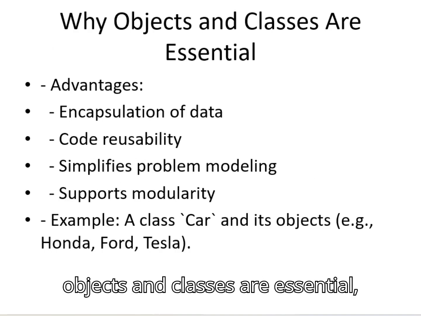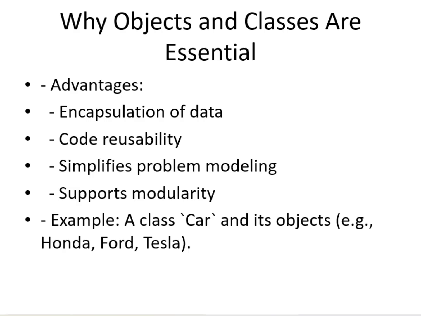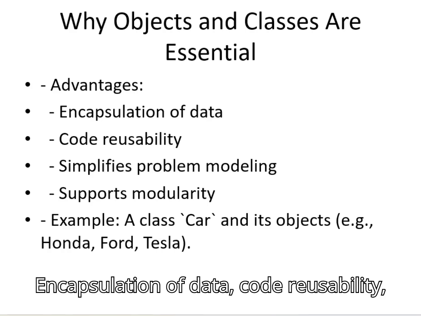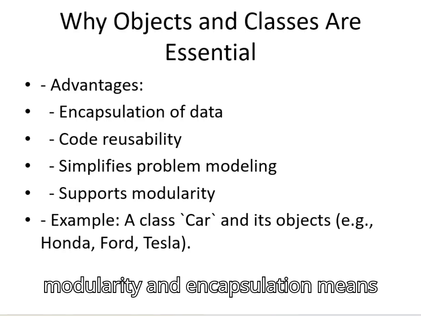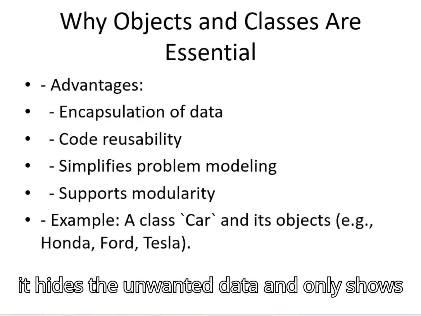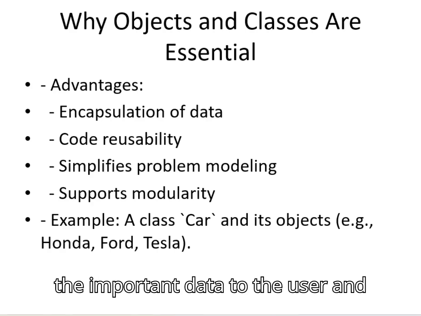And why are objects and classes essential? The advantages are encapsulation of data, code reusability, simplified problem modeling, and support for modularity. Encapsulation means it hides the unwanted data and only shows the important data to the user.